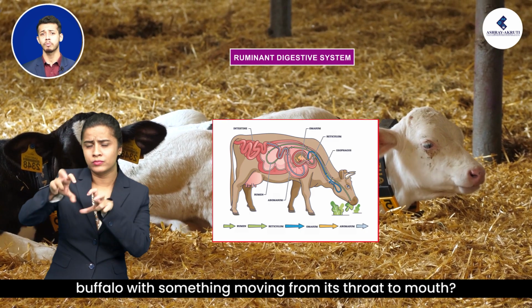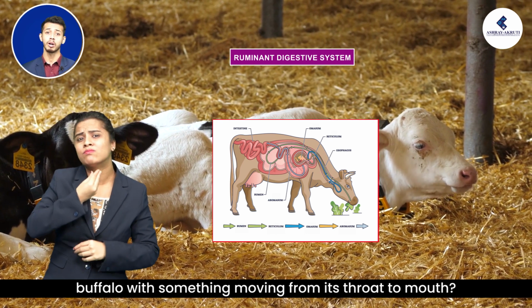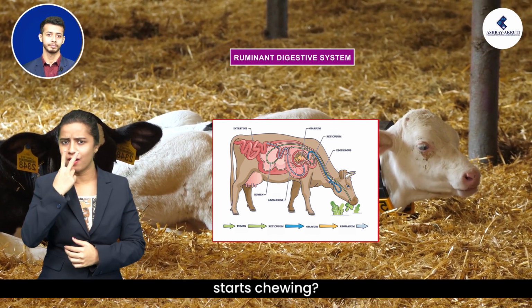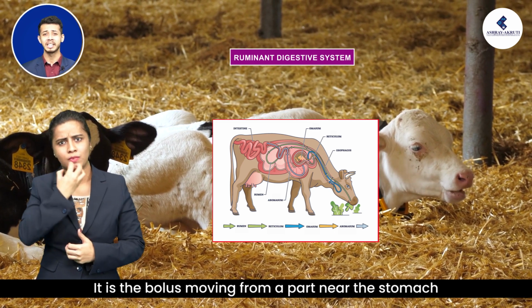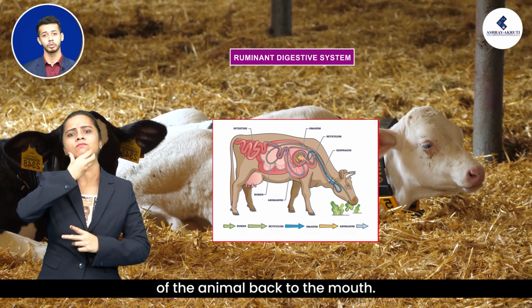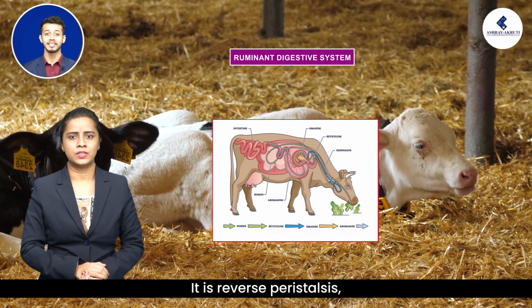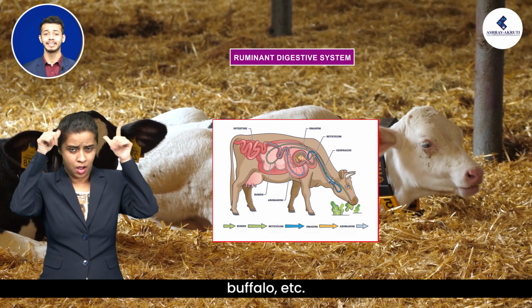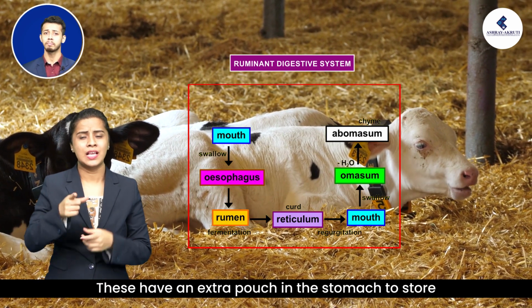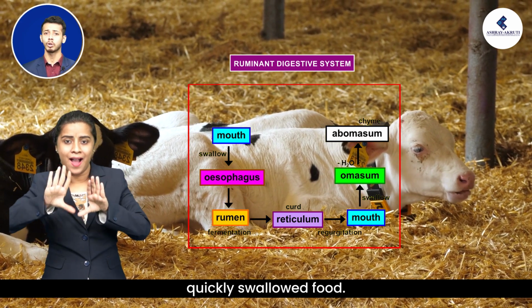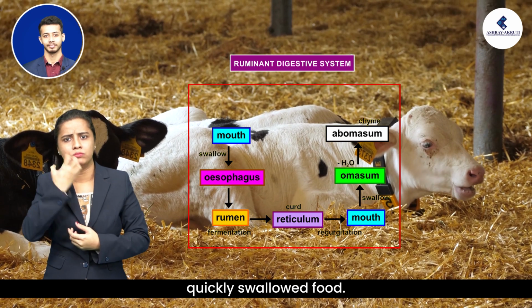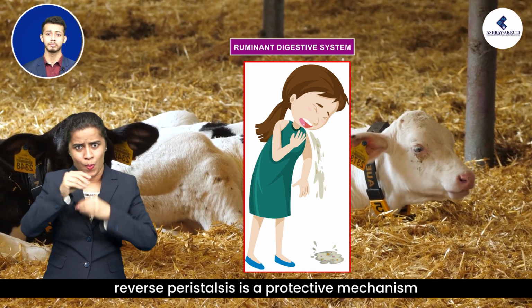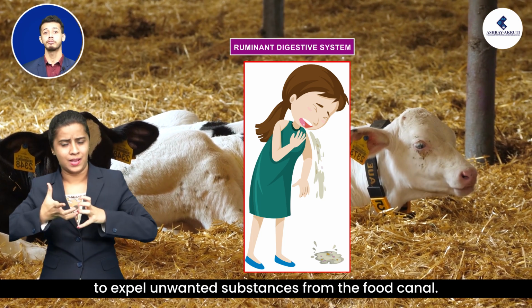Have you observed a cow or buffalo with something moving from its throat to its mouth? After that, the cow or buffalo starts chewing. It is the bolus moving from a part near the stomach of the animal back to the mouth. It is reverse peristalsis, a common process in ruminants like cows, buffalo, etc. These have an extra pouch in the stomach to store quickly swallowed food. In humans, reverse peristalsis is a protective mechanism to expel unwanted substances from the food canal.